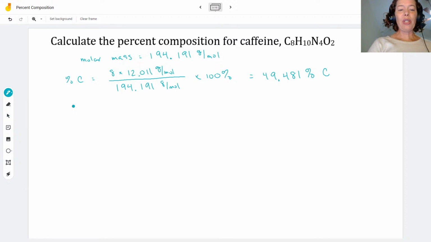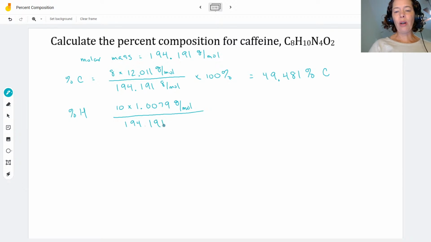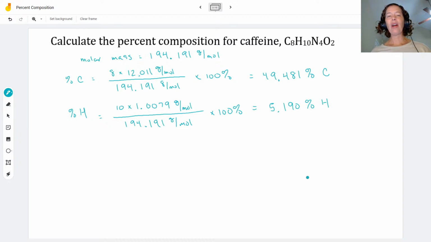Now let's go ahead and do percent hydrogen. Again, we have another multiplier for our hydrogen. That is going to be our 10. So we are going to have 10 times our molar mass of hydrogen, which is 1.0079 grams per mole. And again, over our total mass for our compound, grams per mole. And finally, times 100%. Sorry, I should put in equals there. Again, putting this into our calculator, we get 5.190% hydrogen.